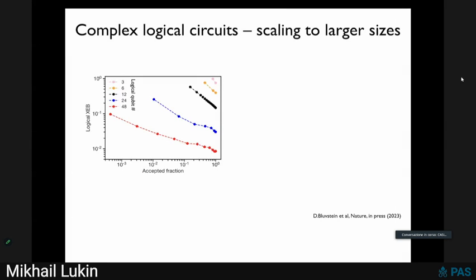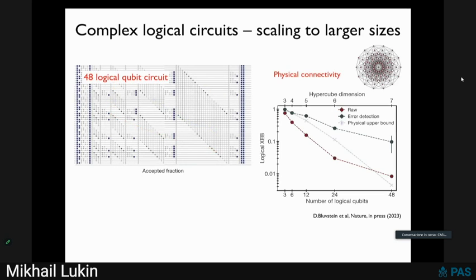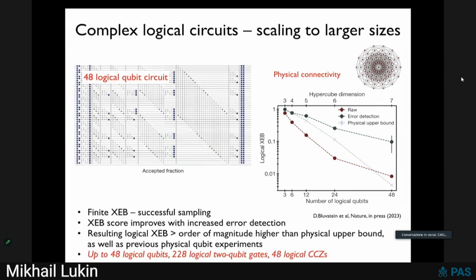So we have done these circuits with up to 48 logical qubits, and this is a logical circuit with over 200 logical gates, and what we see is that these circuits outperform, for example, the best possible physical circuit which we can make by close to a factor of 100. And this really shows that these early ideas of error correction are really starting to play a role.